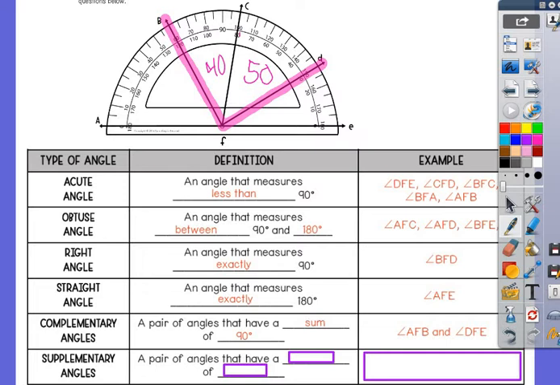Was that hard? No, not that hard. What's the second one, Miss Adams? AFB and DFE.